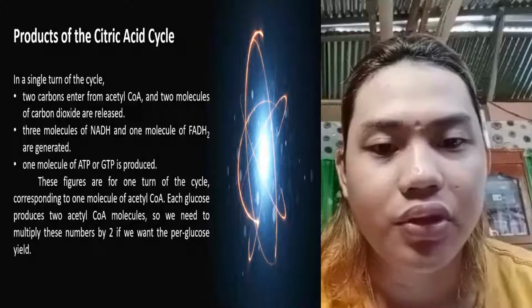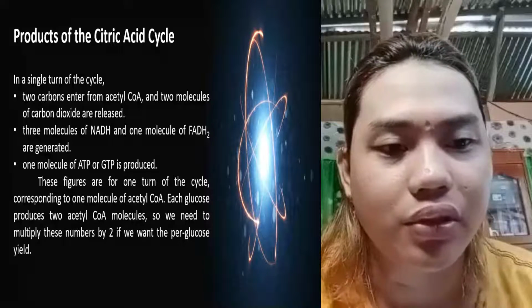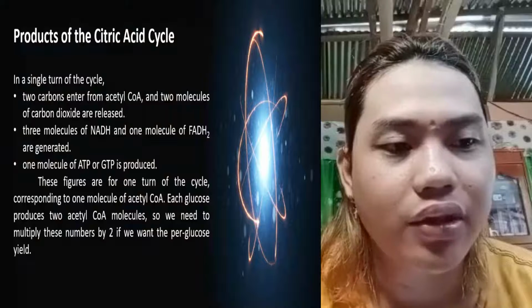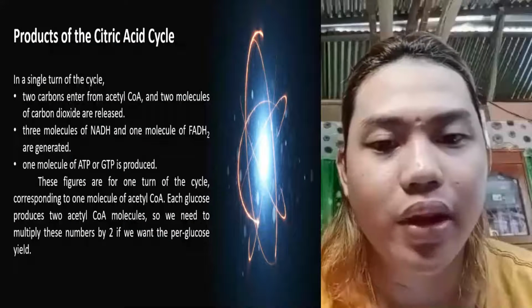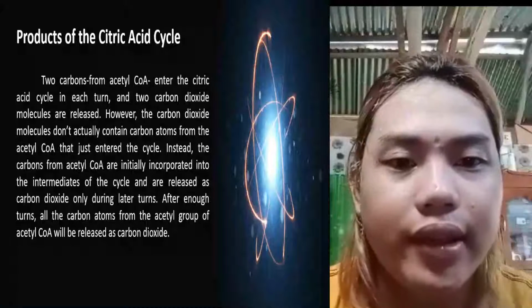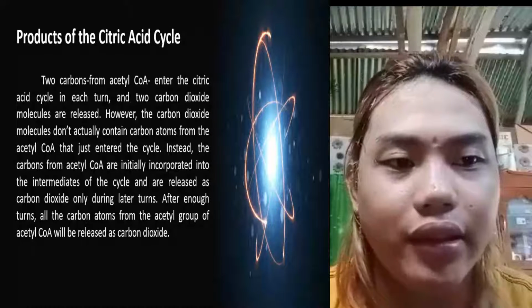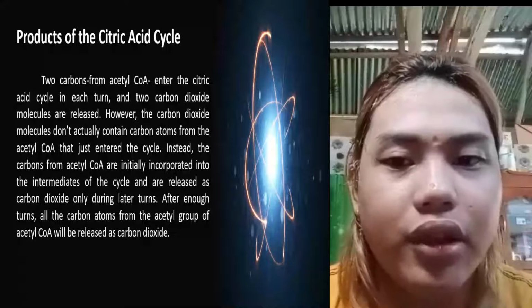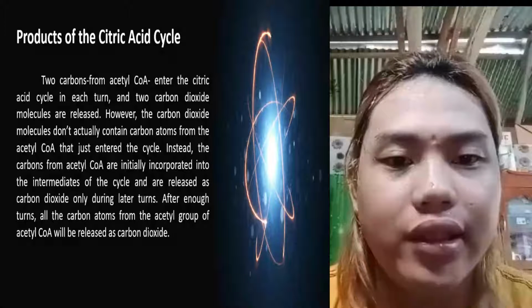Each glucose produces 2 acetyl coenzyme A molecules, so we need to multiply those numbers by 2 if we want the per-glucose yield. 2 carbons from acetyl coenzyme A enter the citric acid cycle in each turn, and 2 carbon dioxide molecules are released.